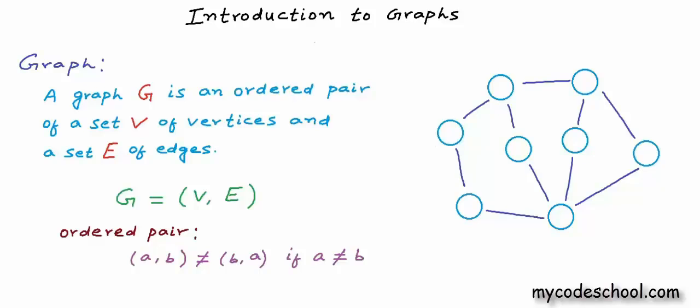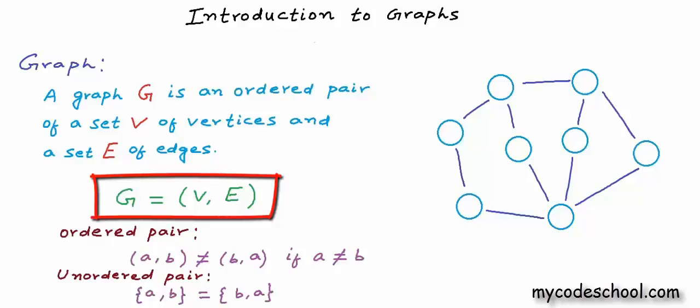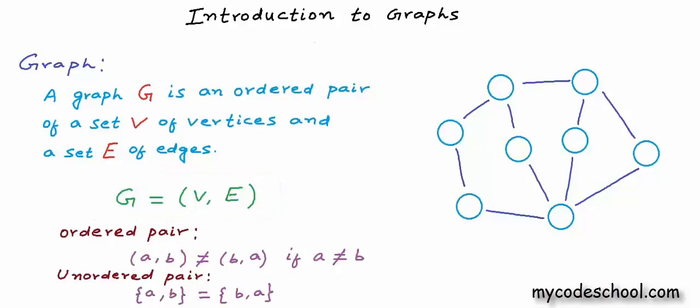We also have concept of unordered pair. An unordered pair is simply a set of two elements. Order is not important here. We write an unordered pair using curly brackets or braces. Because the order is not important here, unordered pair {A, B} is equal to {B, A}. It doesn't matter which object is first and which object is second. Okay, coming back. So a graph is an ordered pair of a set of vertices and a set of edges, and G = (V, E) is a formal mathematical notation that we use to define a graph.